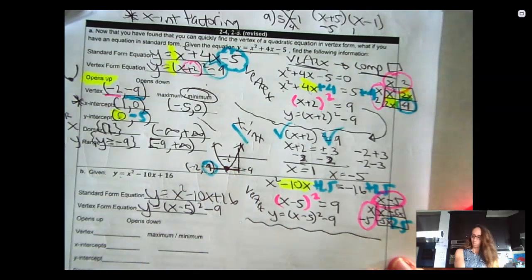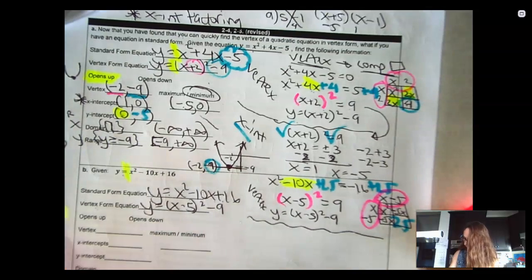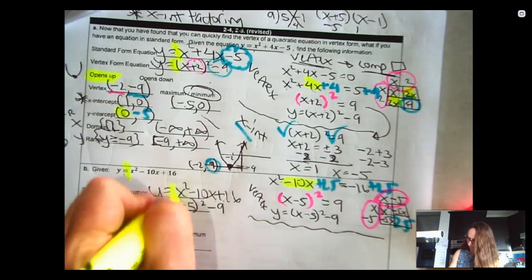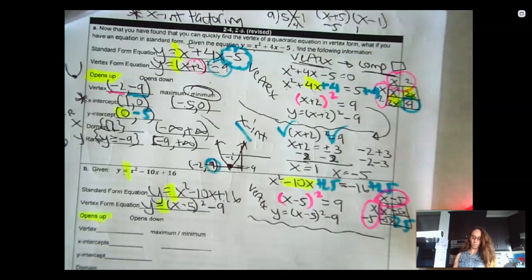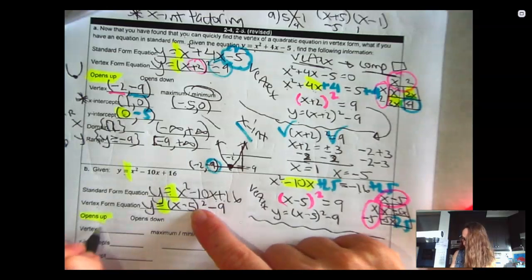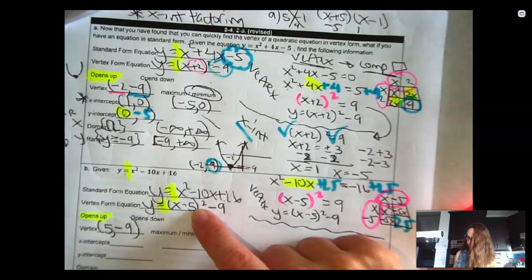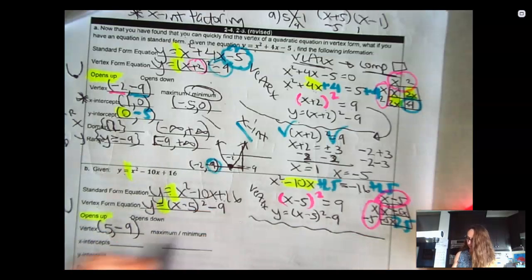Now we need to decide if it's opening up or down. This is positive. It's going up. Look, see here and here, it's positive. Okay? What is my vertex? The opposite. If it's going up, is my vertex a max or a min? Min.